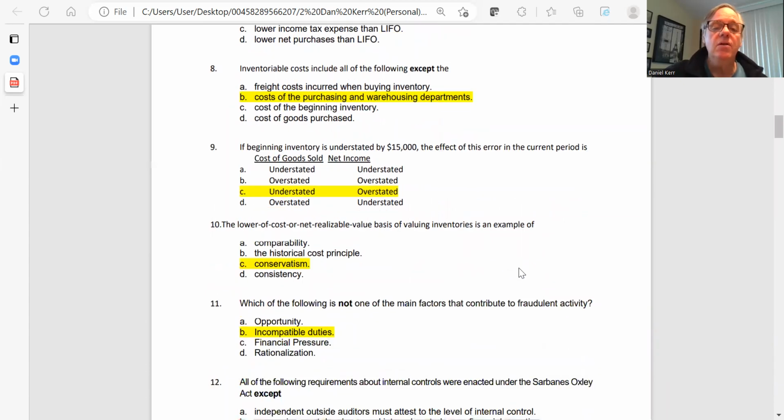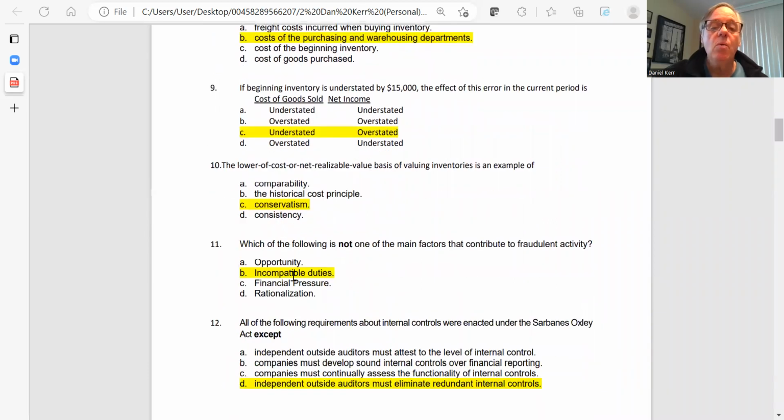Number 10, the lower of cost or net realizable value basis of valuing inventory. That's an example of the doctrine of conservatism, which says that we should postpone revenue as long as possible and should recognize expenses as soon as possible. So if you're recognizing the reduction in the value of the inventory before the inventory is actually sold, that would be a manifestation of the accounting concept of conservatism.